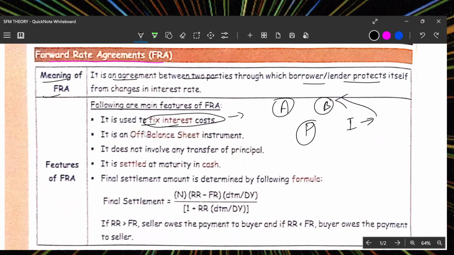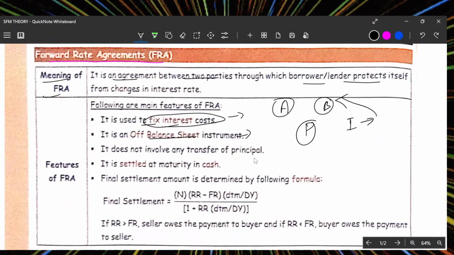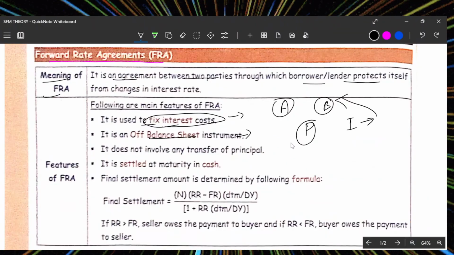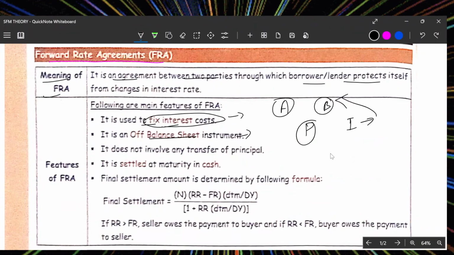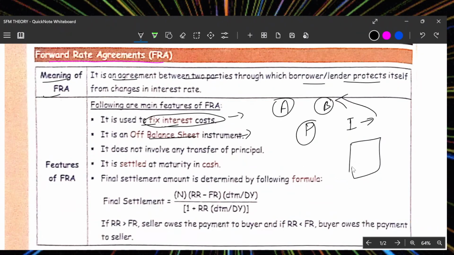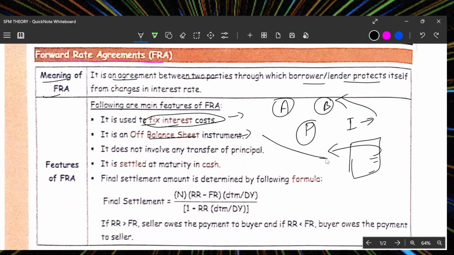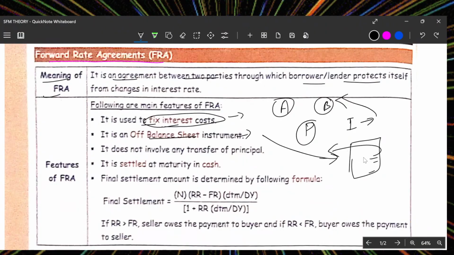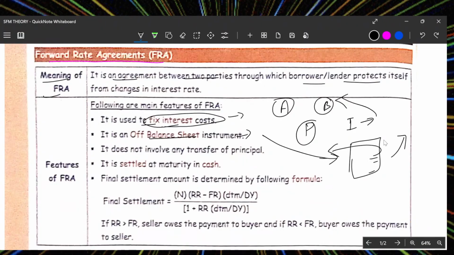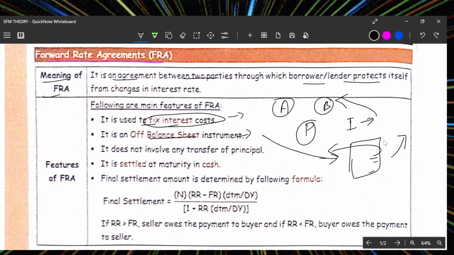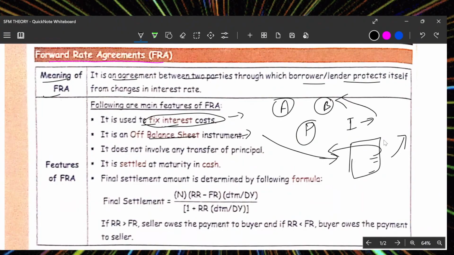It is an off balance sheet instrument. What is an off balance sheet instrument? It's not an agreement reflected in the balance sheet. It's outside the balance sheet. These elements of a forward contract won't be reflected in the balance sheet because you have made a contract to pay the expenses, a contract on the interest rate. Whatever the interest rate may be, you're going to pay this. So that won't be reflected in the balance sheet.